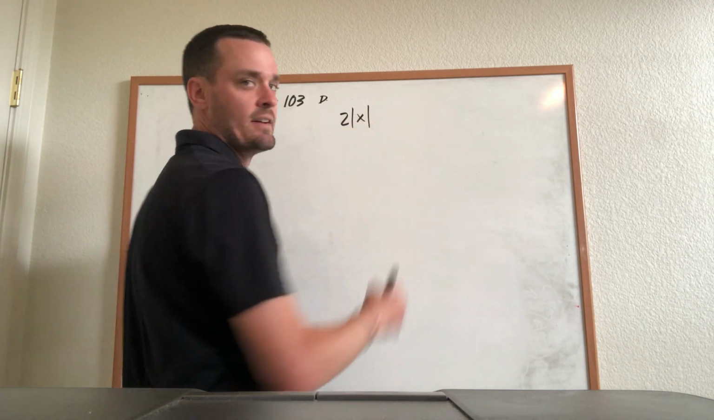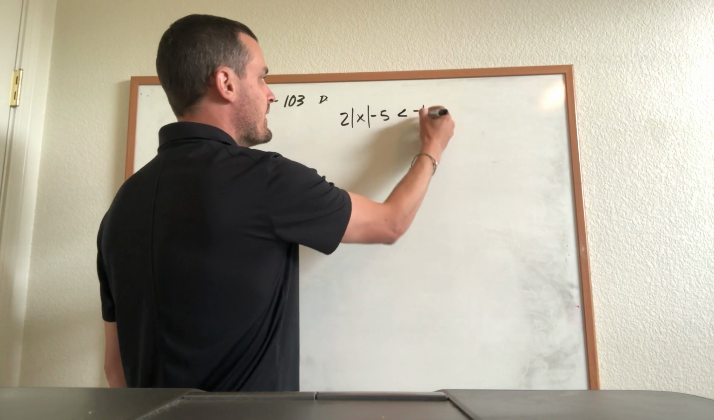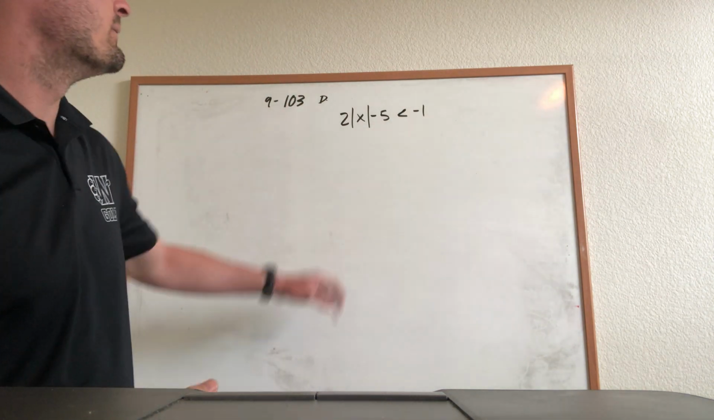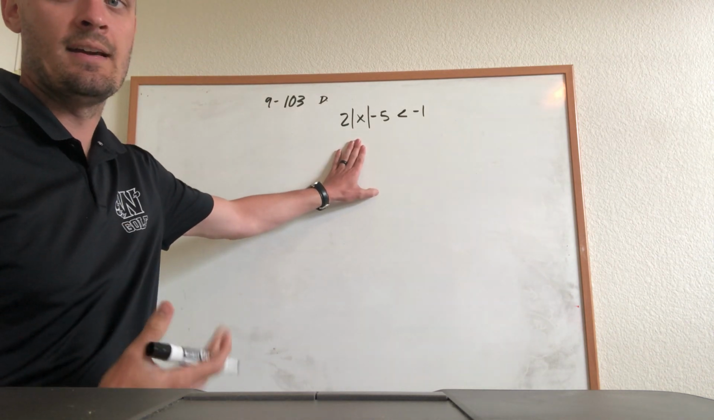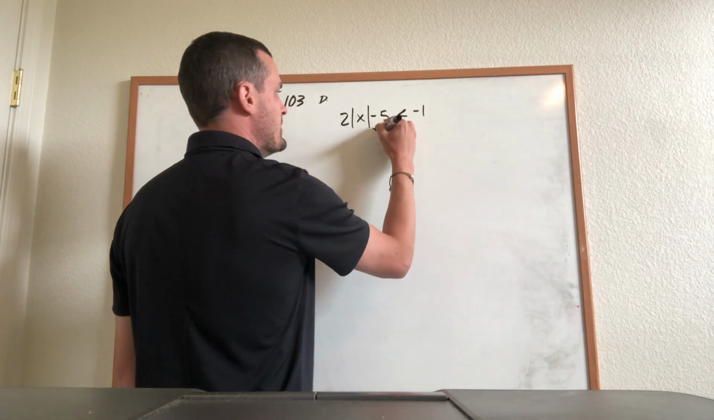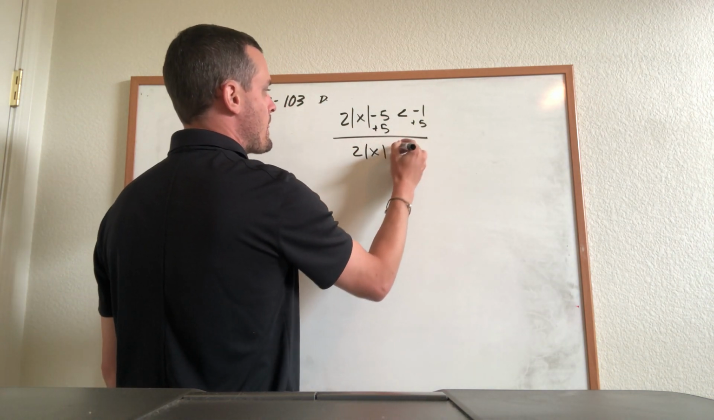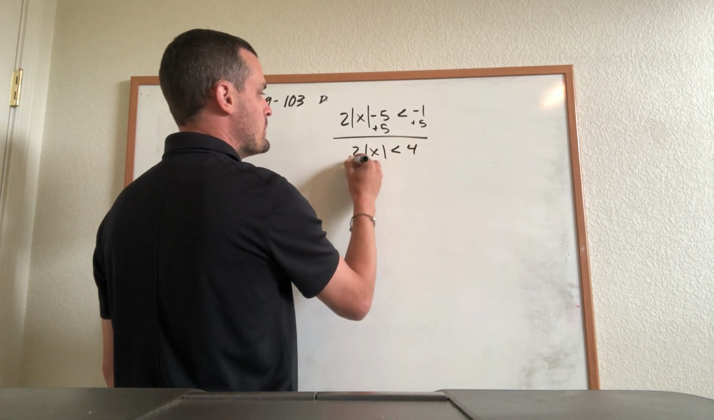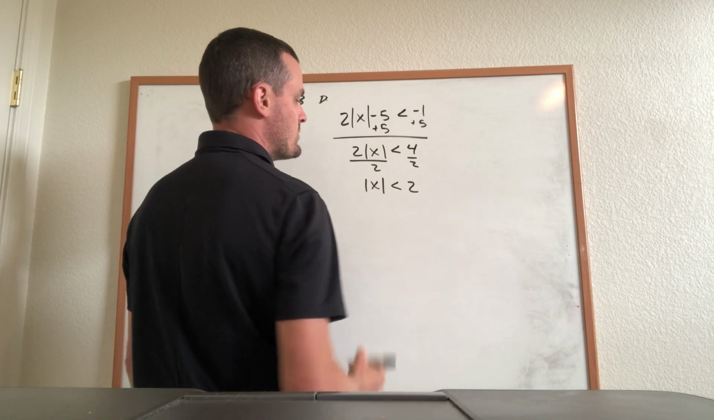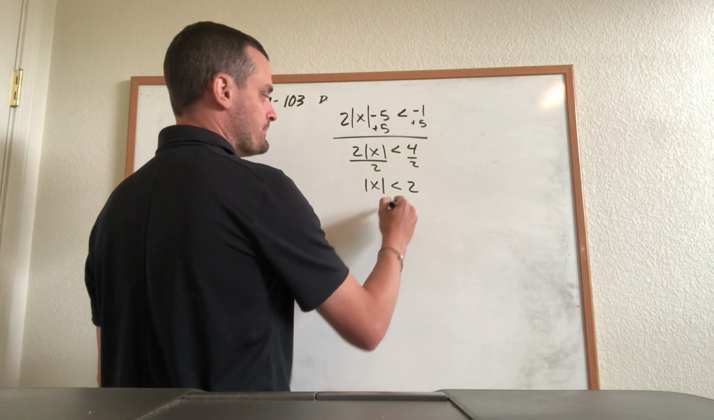2 times the absolute value of x minus 5 is less than negative 1. Okay, so remember solving absolute values. We want to get the absolute value on a side by itself. So first thing I'm going to do is add the 5 over here. Gives me a positive 4. Now I'm going to divide by 2. So I get absolute value of x is less than 2.